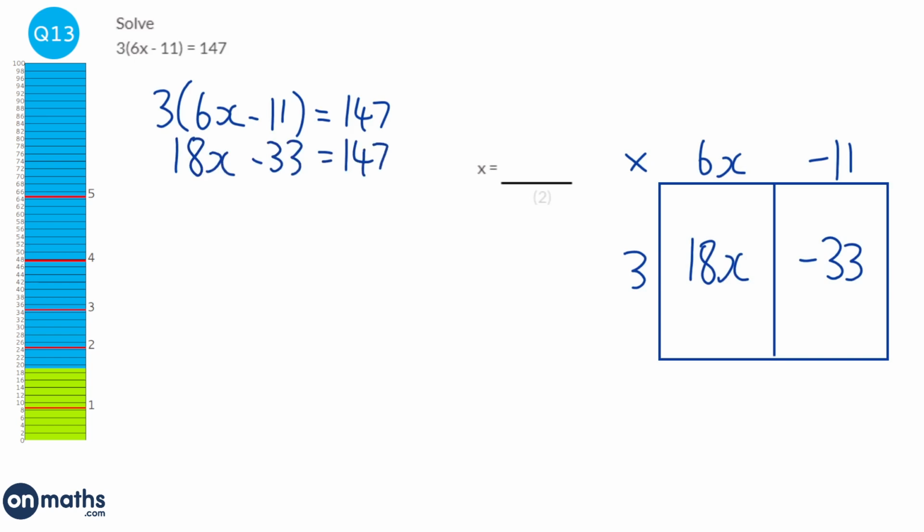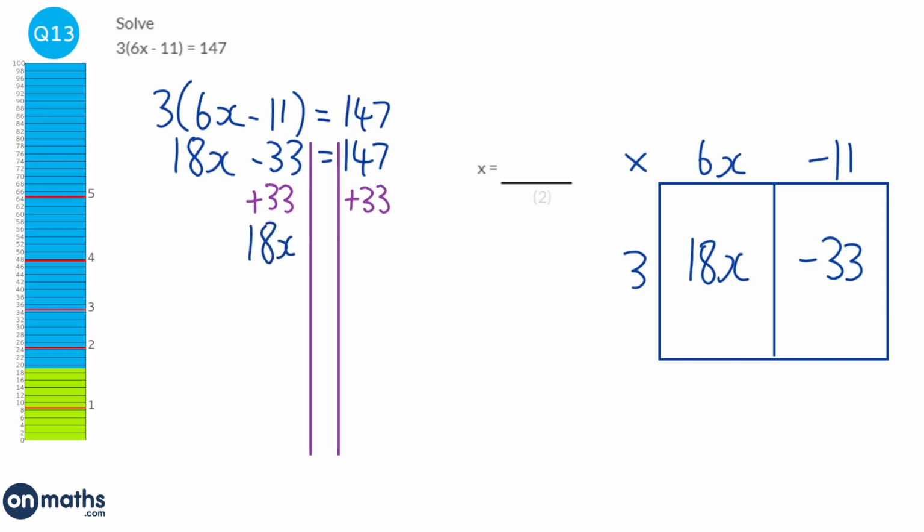Now we are solving, so we're going to put our solving lines in. The first thing I want to deal with is this take away 33. So we're going to do the opposite of that, the inverse, which is plus 33. And whatever you do to the left hand side, you have to do to the right hand side. So we're going to add 33 to both sides.